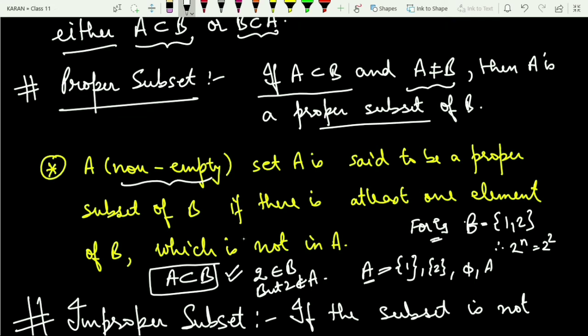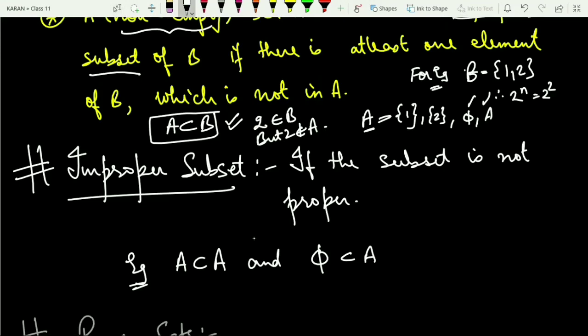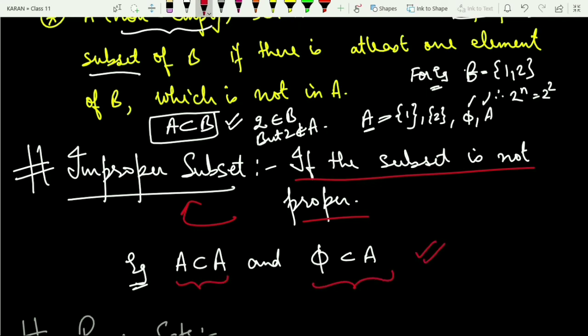Fine with this? The next question that must arise in your mind is: what about the empty set and the set itself? How will we call them? All the other sets except the empty set and the set itself come into the category of proper subsets. So the empty set and the set itself come under the category of improper subsets. How can I define improper subsets? If the subset is not proper, it goes into the category of improper subsets. For example, A is contained in A and phi is contained in A. So they are always the improper subsets. In some books, they are also written as trivial subsets.